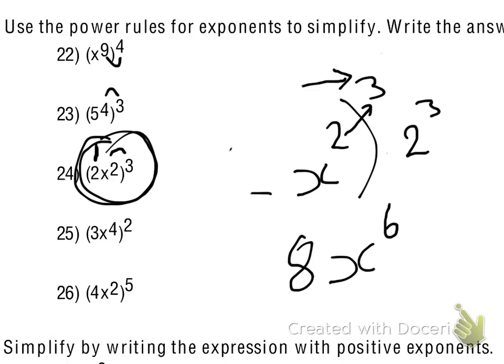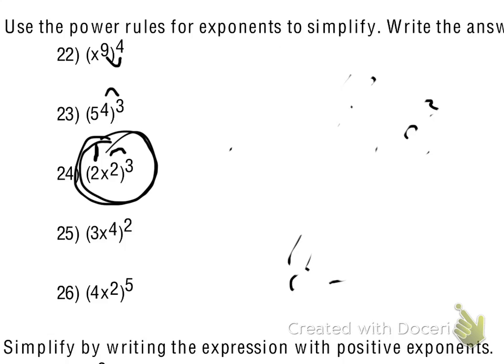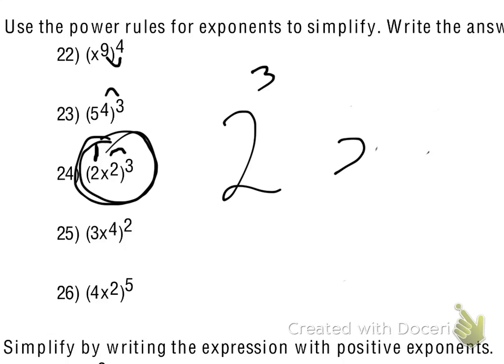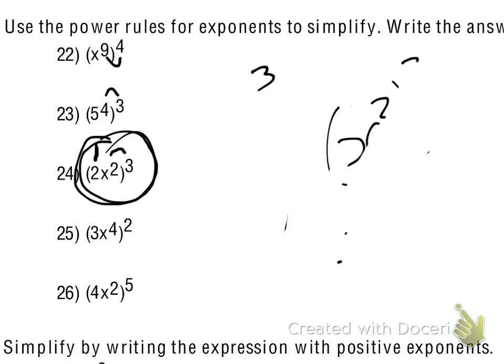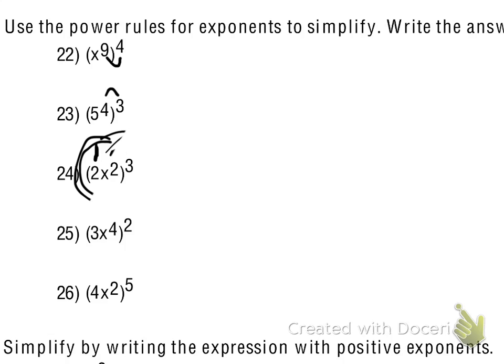If I just look at that another way, what I have inside that parenthesis, both things are being cubed. I have a 2 that's being cubed, and I have an x squared that's being cubed. So there's the 8, there's the x to the 6, because that's the power rule there, 2 times 3. So remember the last ones, the product rule, we probably had to multiply the coefficients but add the exponents. Now we're probably cubing or squaring the coefficients and then using the power rule on the exponent.